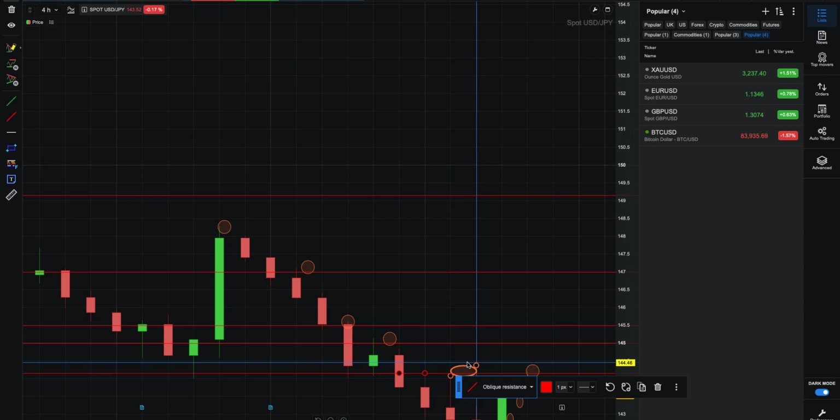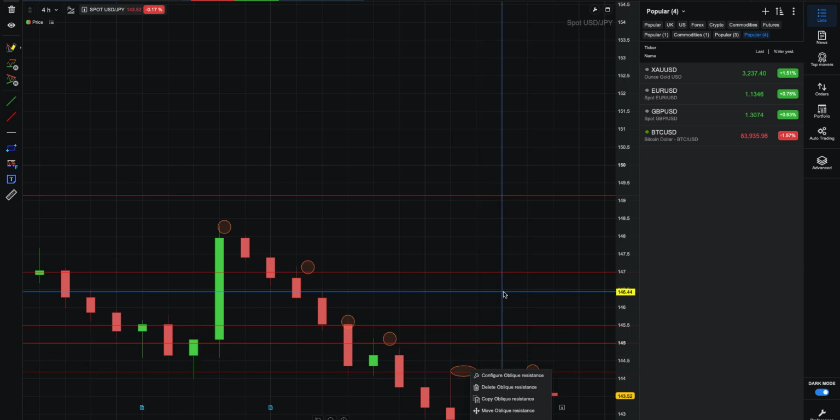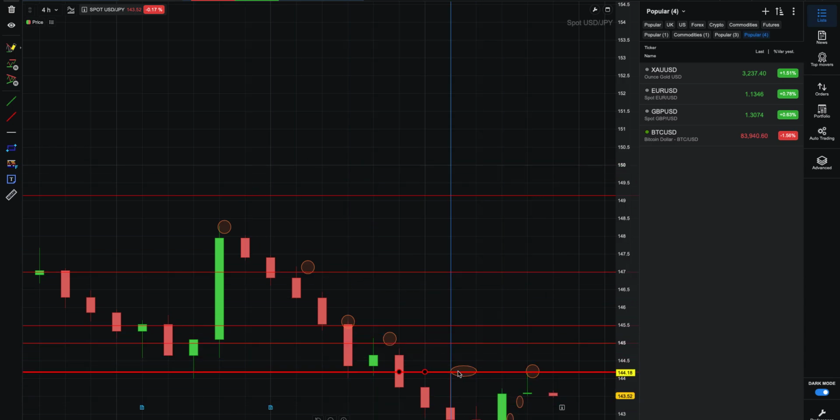So okay, trying to bring this together. Okay, extreme supply zone, equal highs. This is the first one. This is the second one here.